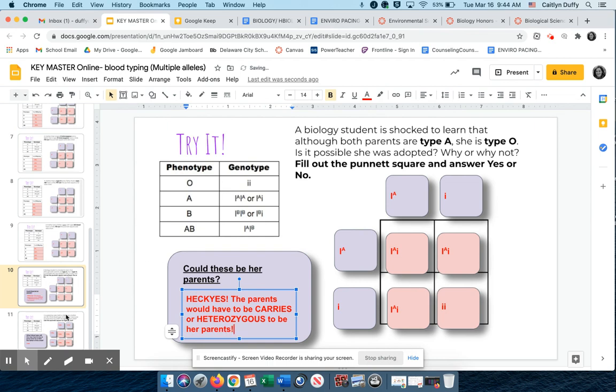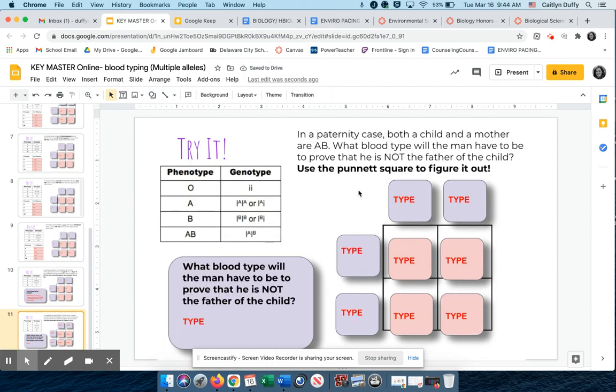All right. This last one I want you guys to do on your own. So you're going to help me figure out a who's your daddy case. In a paternity case, both a child and a mother are AB. What blood type will the man have to be to prove he is not the father of the child? Figure it out on your own. Submit this as a cloud assignment. And if you need help on this problem, just set up office hours.